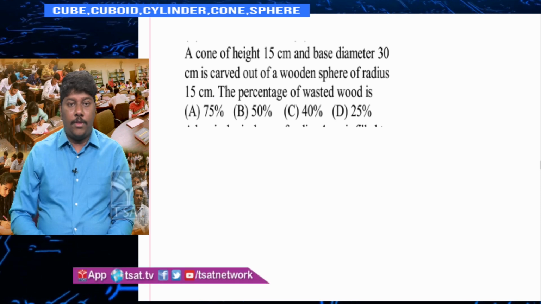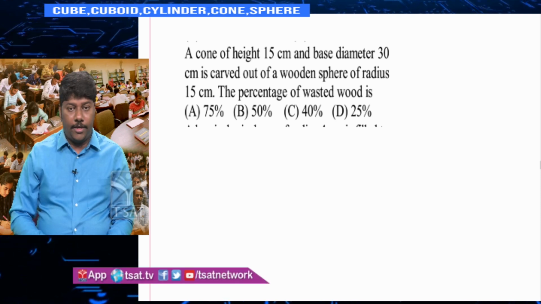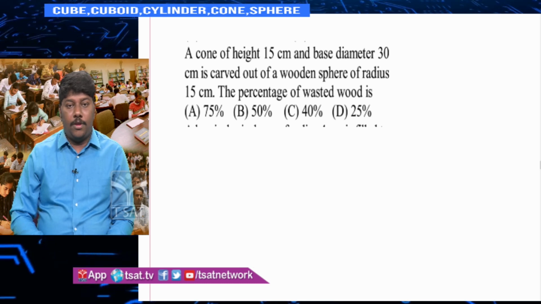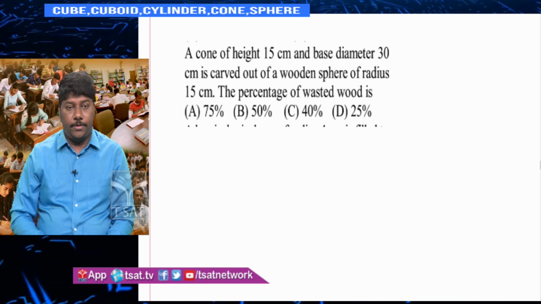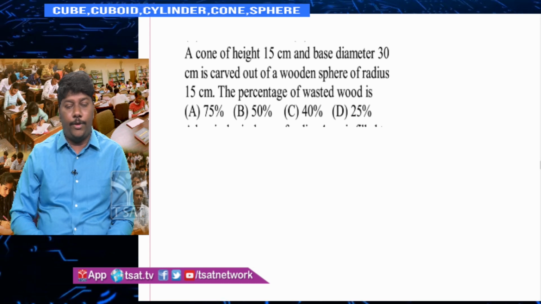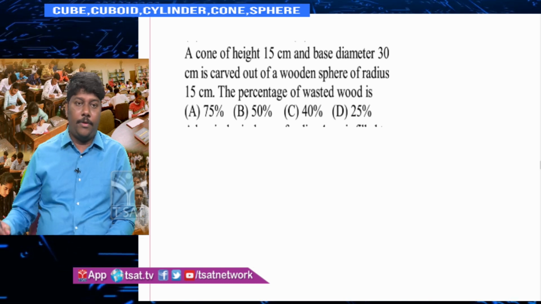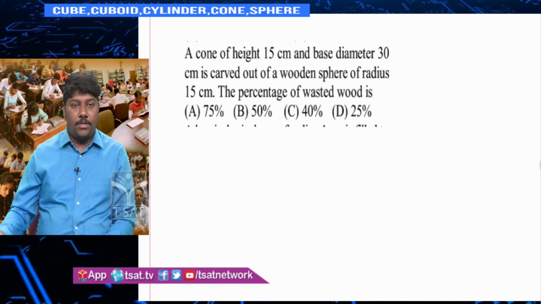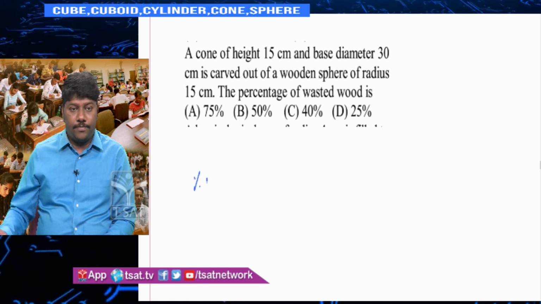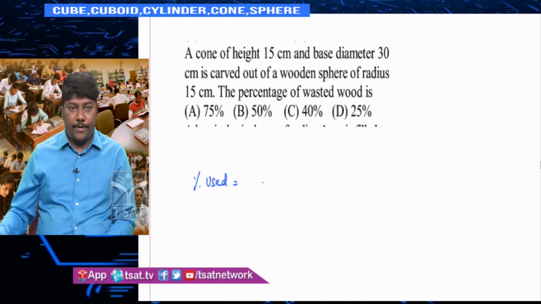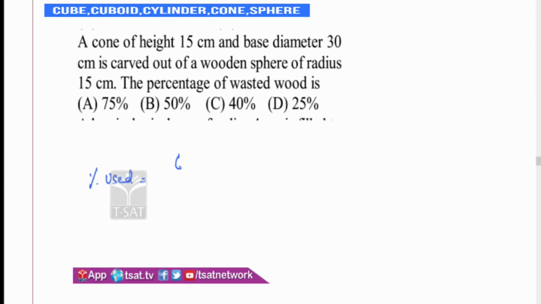Look at the next one. A cone of height 15 centimeters and base diameter 30 centimeters is carved out of a wooden sphere of radius 15 centimeters. The percentage of wasted wood is? First of all, find out the percentage used, as we found in the case of a rectangular block of wood. You are carving it out of a sphere. Therefore, volume of cone comes in the numerator, volume of sphere comes in the denominator, into 100.